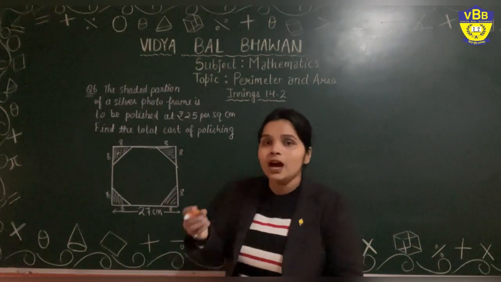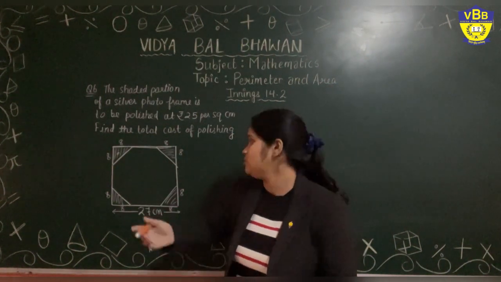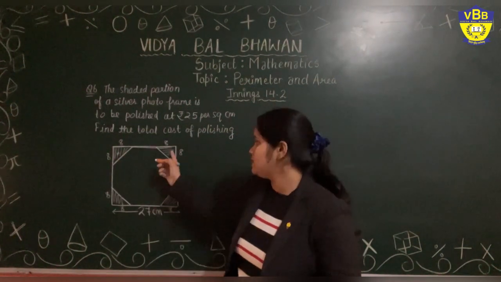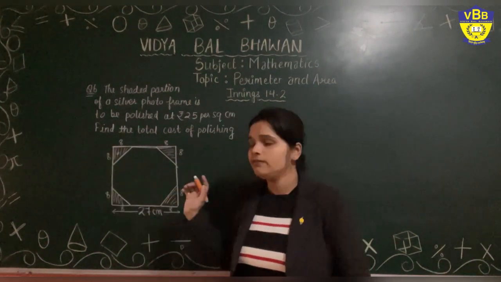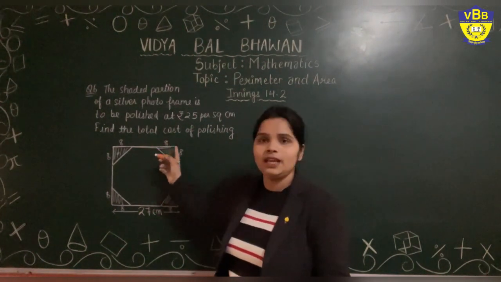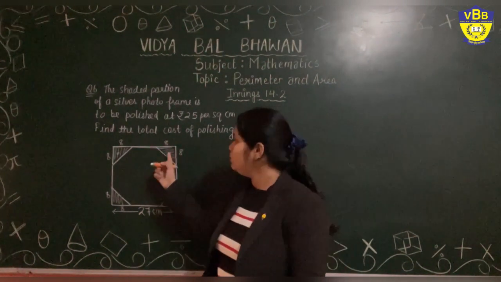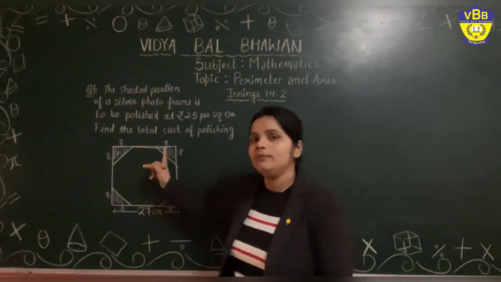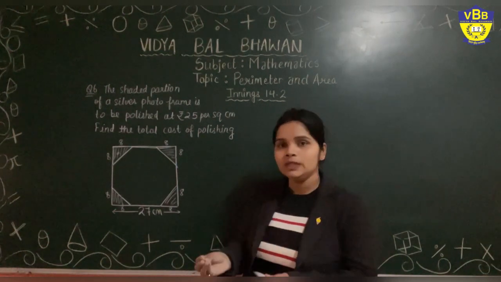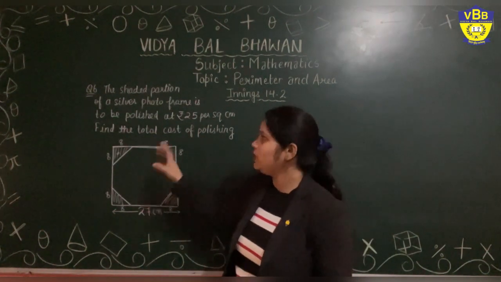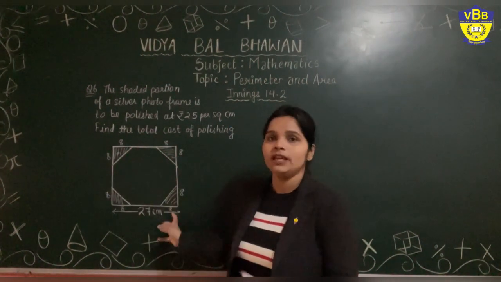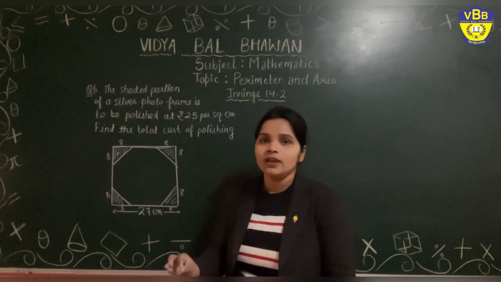You need to polish these 4 sections. First we will calculate how much area we need to polish. Find the area of these 4 triangles because they are triangular in shape. Fine. Because all 4 triangles have the same dimensions, base as 8, height as 8, I will only calculate the area of one triangle and multiply it by 4 to calculate the area of the shaded portion. I hope this is clear to everyone. I need to polish the shaded portion. 1, 2, 3, 4. There are 4 triangular corners which have to be polished.